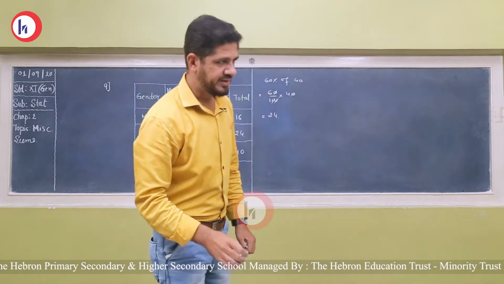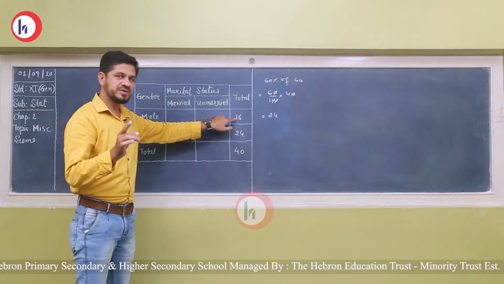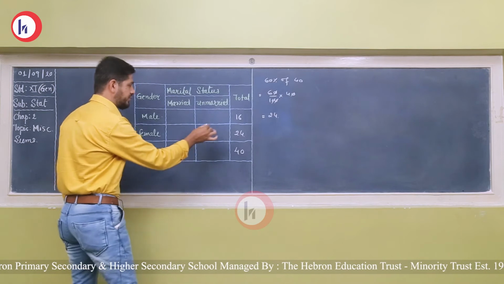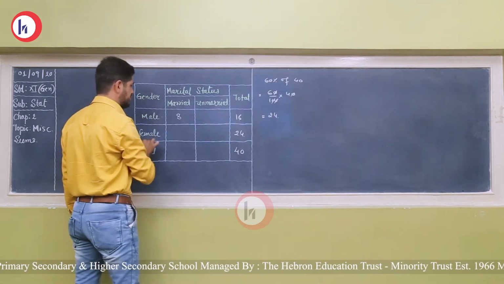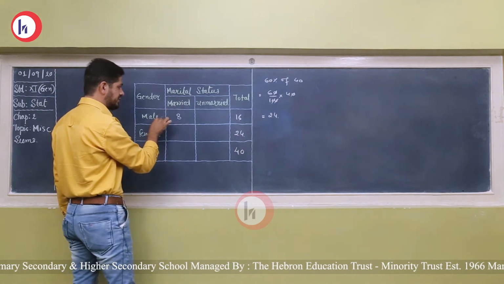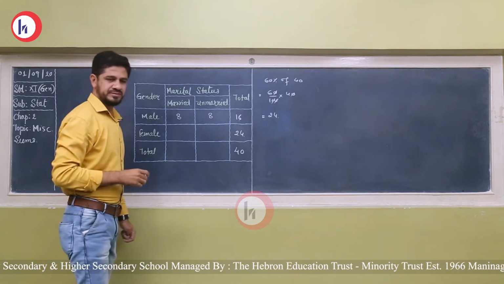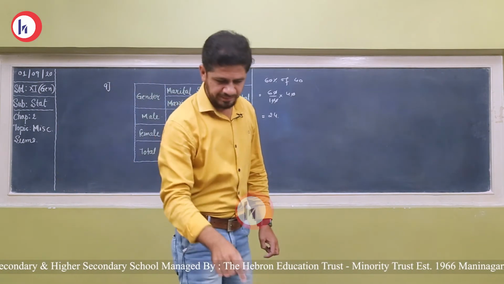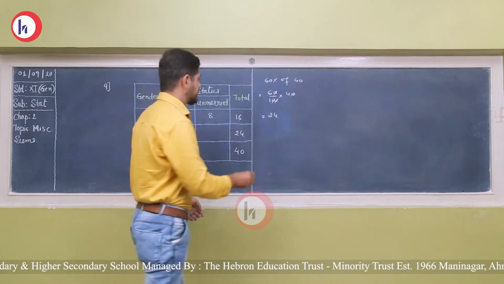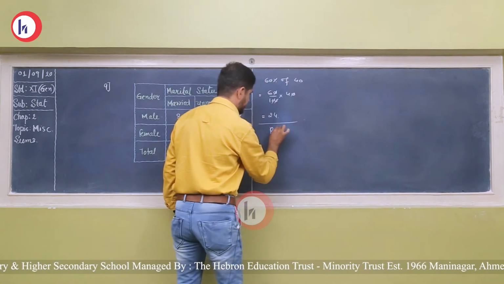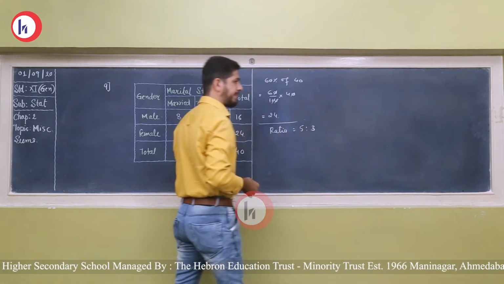50% of males are married, so we have 16 males, out of which 50% are married, so 50% of 16 is 8. So 8 are married males. It clearly means the remaining 8 are unmarried. Now the last one, where the ratio of married and unmarried females is 5:3. So students, the ratio is given to us, that is 5:3.